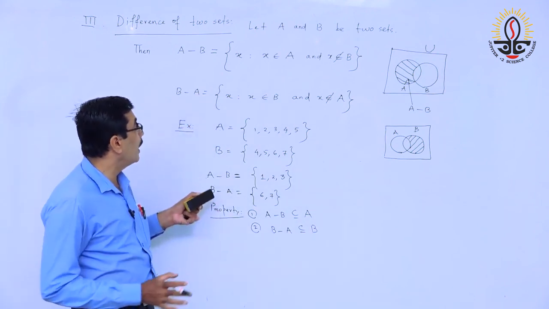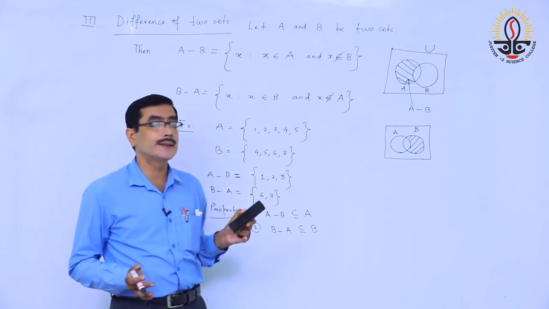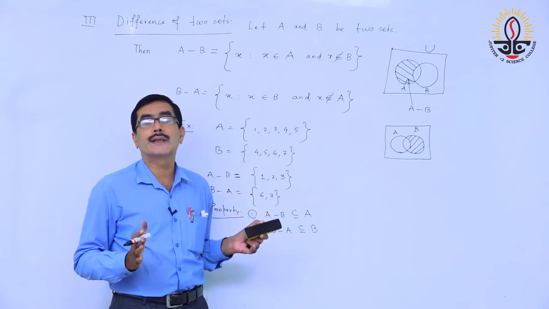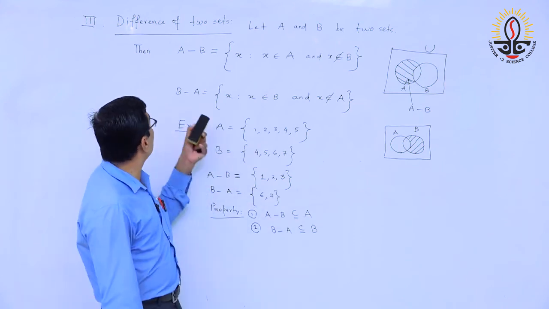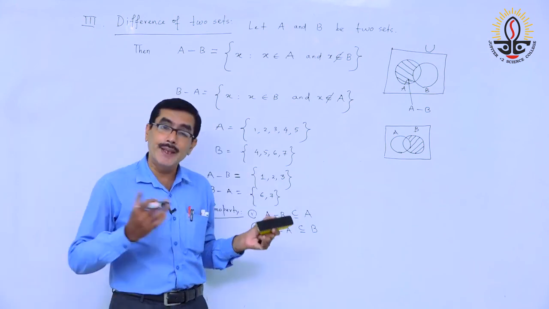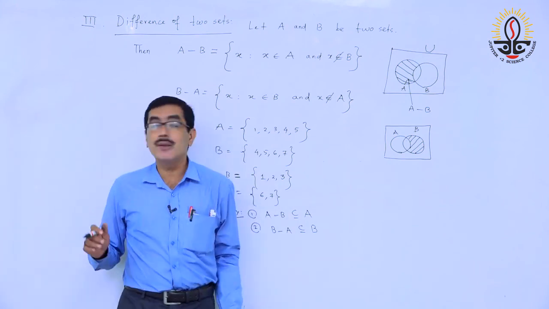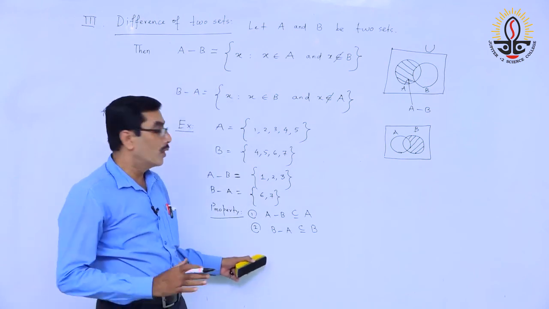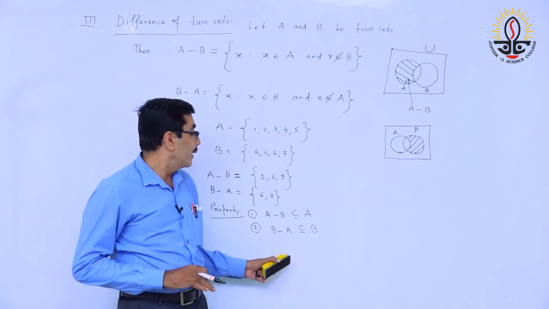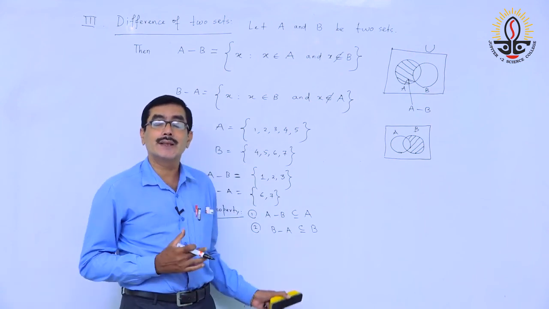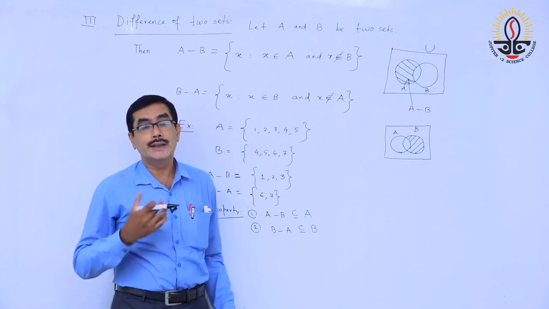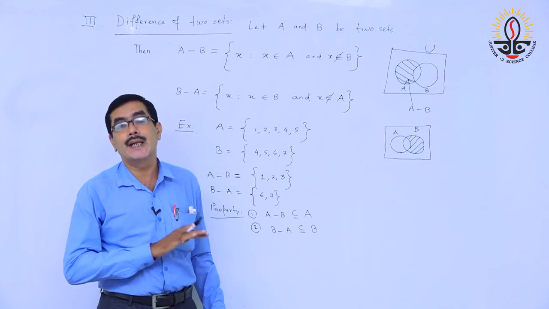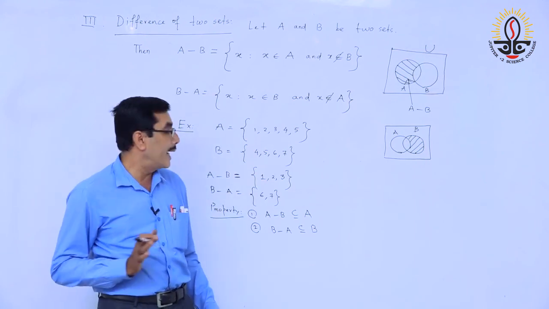So this is all about the difference of two sets, and we have read already about the intersection of two sets, and after that we read about the arbitrary intersection of n sets, then we read about the difference of two sets. With this I conclude this session. We will discuss the symmetric difference of two sets and the complement of a set in the next class.